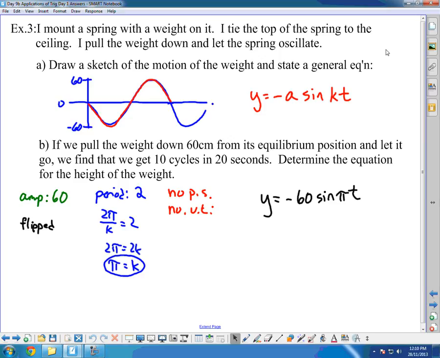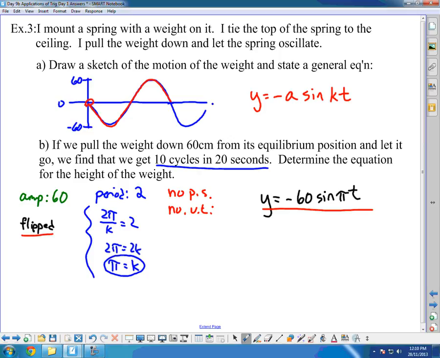It has a period of 2, and the reason it was a period of 2 is because it went through 10 cycles in 20 seconds. So that means it must have been 2 seconds per cycle. Since the period was 2, we could work backwards to figure out the k value was pi. And looking at the graph, this red graph, we see how it begins at 0, 0, just like the original sine curve. So there's no phase shift and no vertical translation. The only part is that it is flipped. So we had to put a negative 60 sine pi t. So that's where we left off.